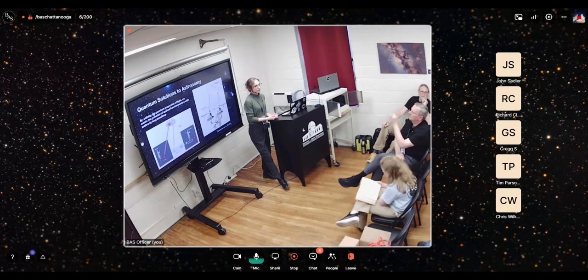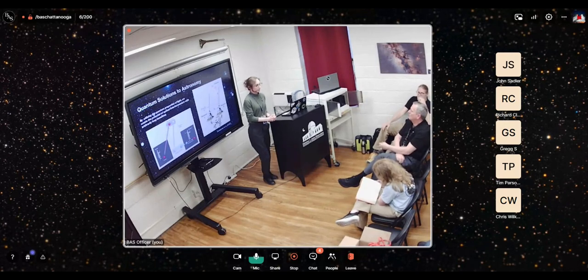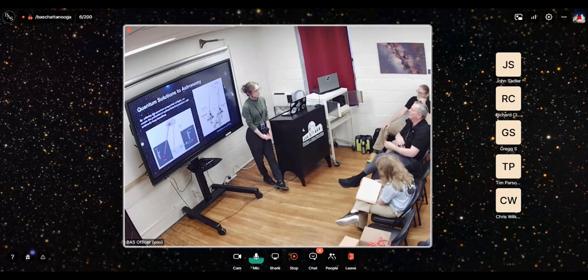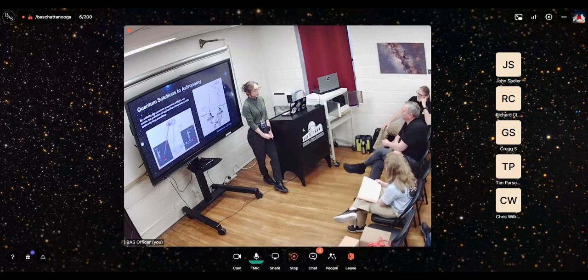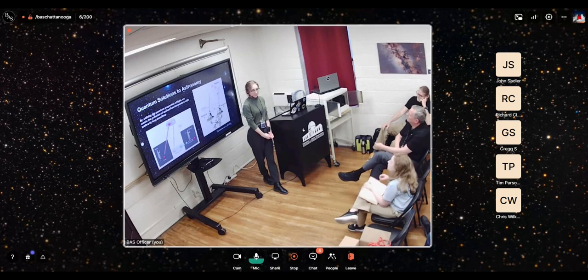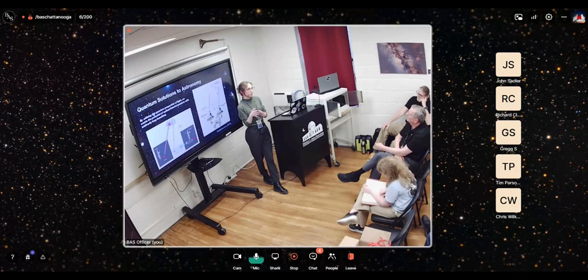What do you think the possibilities are here? What will we learn from it? What do you hope to find out? Yeah, with it specifically in the astronomy applications, it's just more sensitive measurements in the optical range.